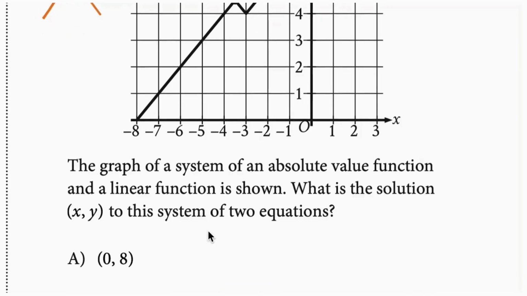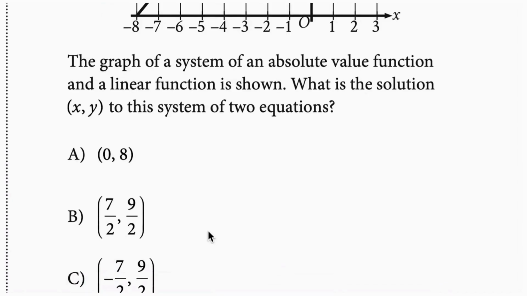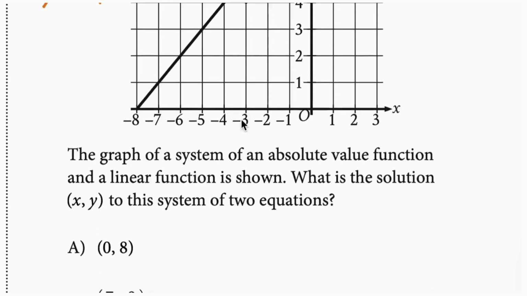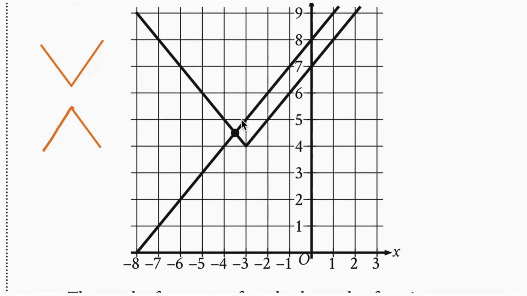The graph of a system of an absolute value function and a linear function is shown. Okay, we have already noticed this. What is the solution (x, y) to this system of two equations? So we know that is the point of intersection, right? But here it is exactly in between -3 and -4, and the y coordinate is the midpoint of 4 and 5. So that is simply the point of intersection.